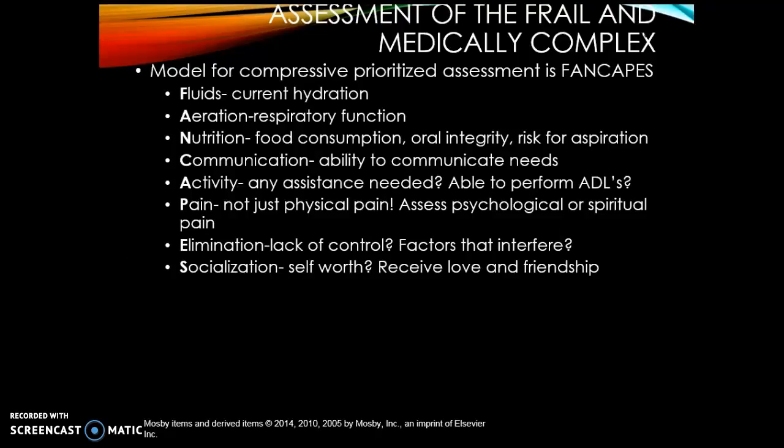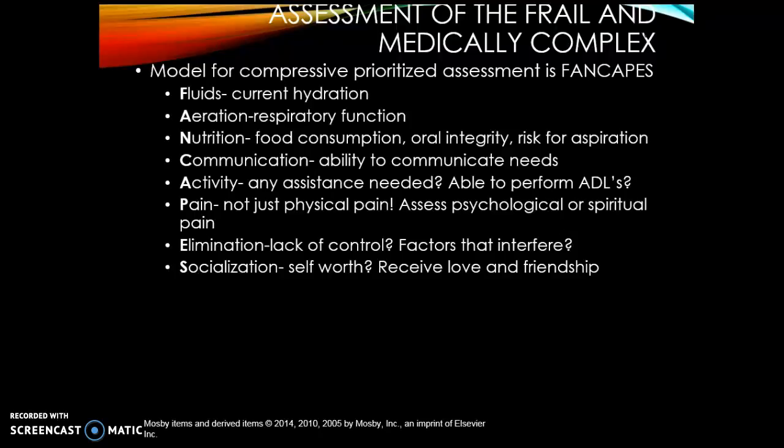So there is a model that's called FANCAPES. FANCAPES. So that stands for fluids. And so I'm looking to see what is their current hydration, aeration, their respiratory function, nutrition. This is the food consumption, their oral integrity, their risk for aspiration. Oral integrity is such an overlooked thing, and we have to be really, really diligent with our older population with this. They do not report their mouth sores. They do not report their loose-fitting dentures. They do not report if they're not wearing them. We need to assess their nutritional status.